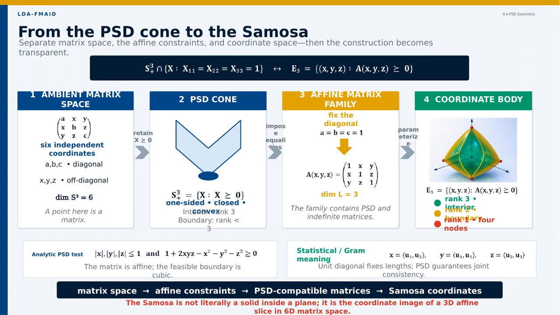Now consider the construction. A symmetric 3x3 matrix belongs to a six-dimensional matrix space. Fixing its three diagonal entries to 1 creates a three-dimensional affine matrix pencil. Intersecting this affine family with the positive semidefinite cone produces the Samosa, a nonlinear but convex coordinate body.